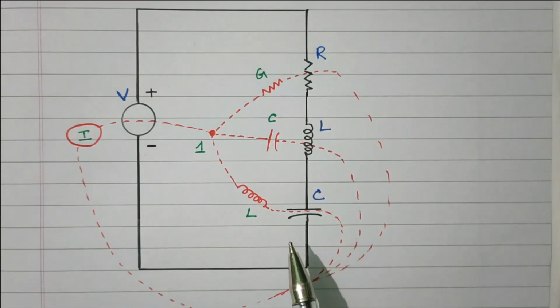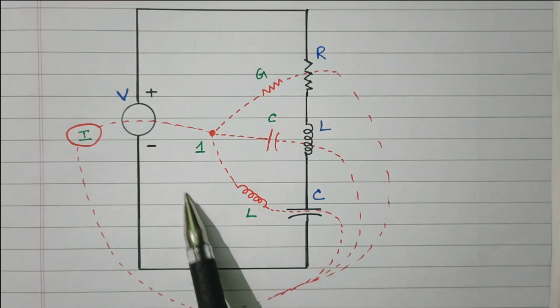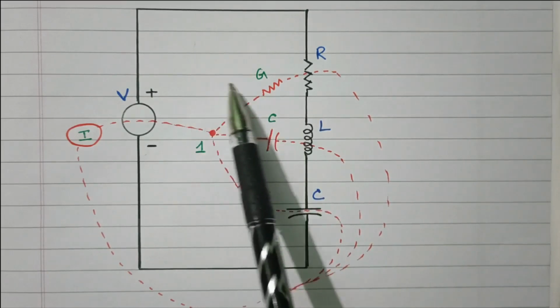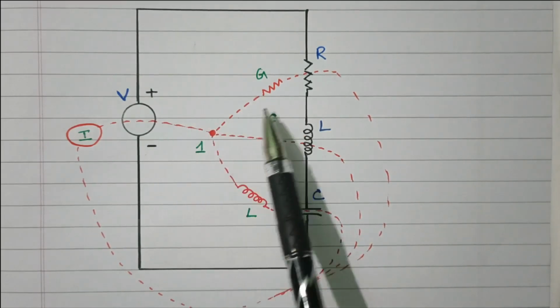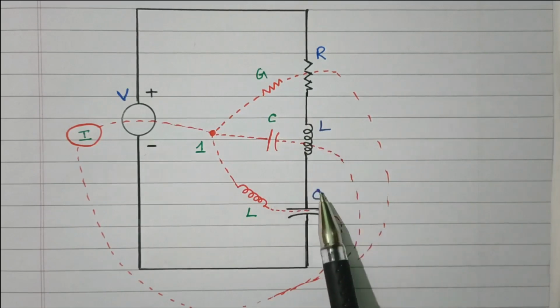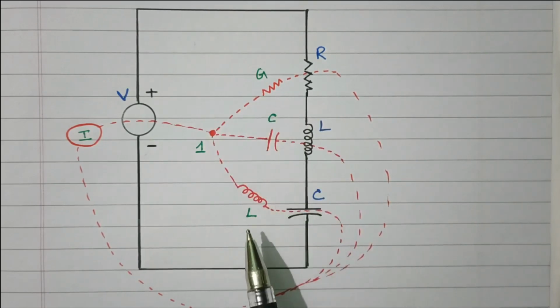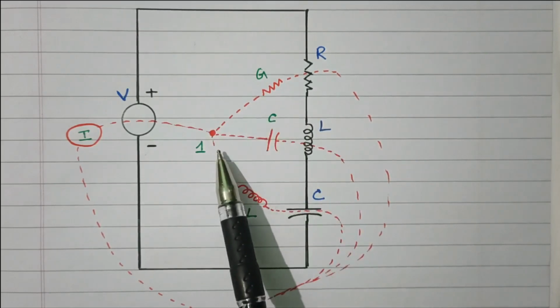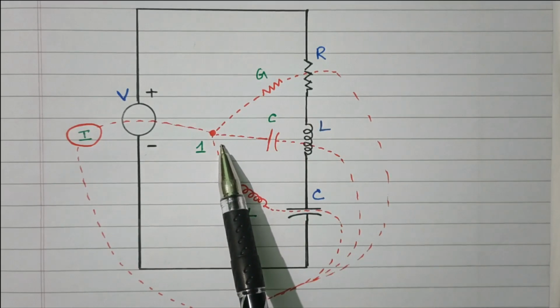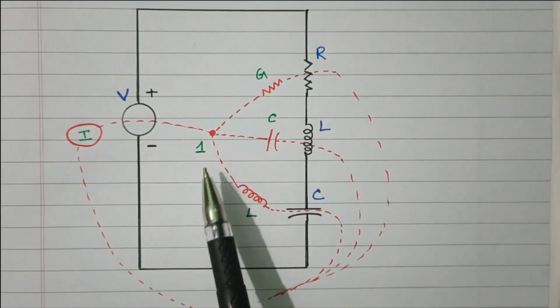The first step is to see how many loops are available. A loop is nothing but a closed path. Here only one loop is available. Current is flowing through the voltage source, resistor, inductor and capacitor. So we need to put a dot in the loop. This dot is placed and numbered as 1.